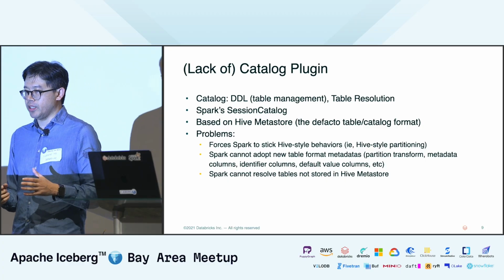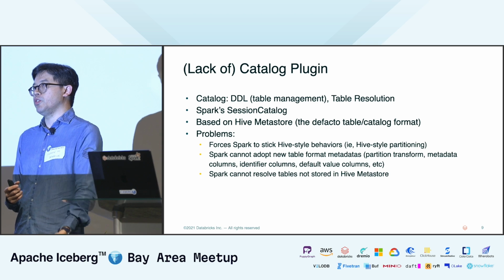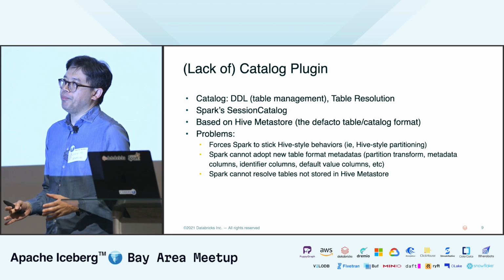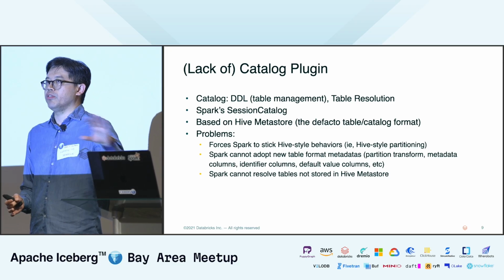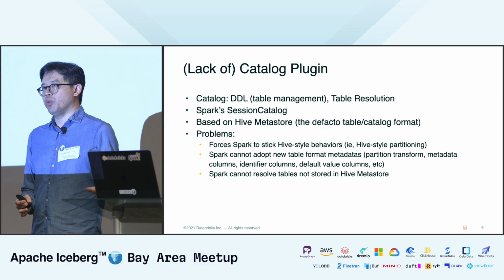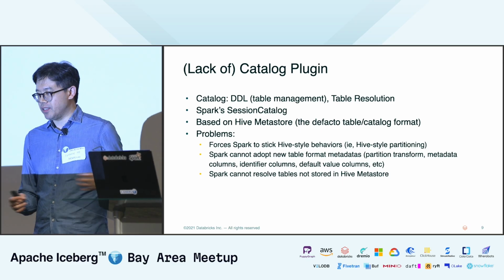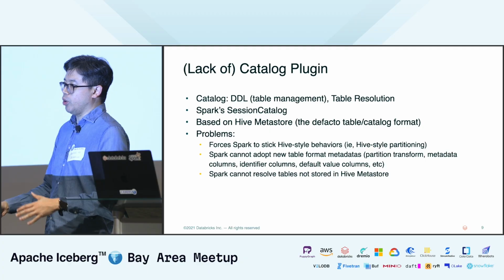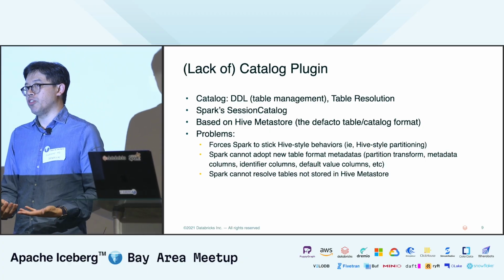Spark obviously has a catalog called the session catalog, but unfortunately, this was in the early days, and so it was actually a wrapper around the Hive Metastore, and there are a lot of problems with that. As you know, a lot of the Iceberg design choices were made because the Hive Metastore was designed for the Hadoop file system, with Hive-style partitioning based on the directory structure. Like Dan said, it's a little outdated. And Spark not having a pluggable catalog kind of bound it to this old-style behavior. And then Spark also cannot adopt new table format functionality.